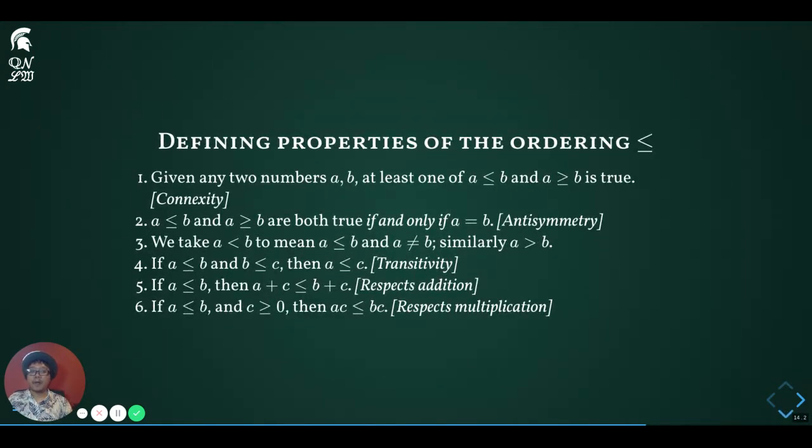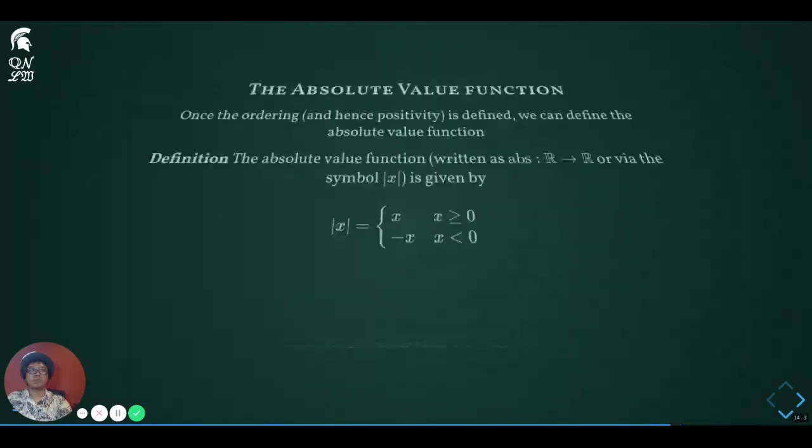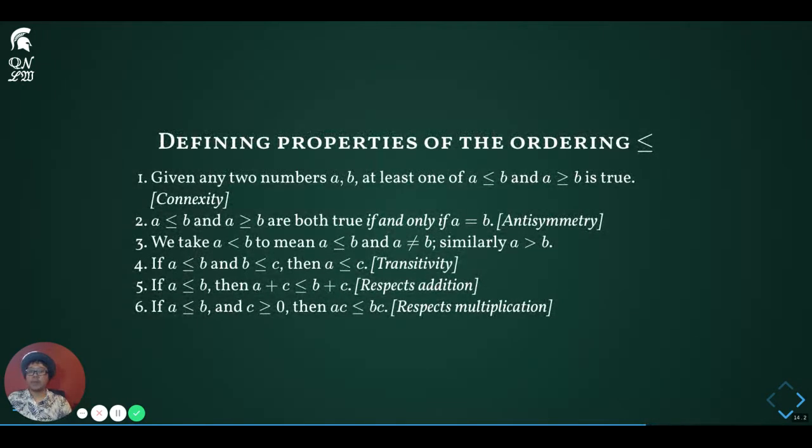Here are the basic defining properties of how we compare two numbers. For conventional reasons, it is more convenient to talk about the less than or equal to relation rather than the strictly less than relation. First, any two numbers can be compared. That one can be definitely said to be bigger than or equal to the other. This property is called the connexity of the ordering.